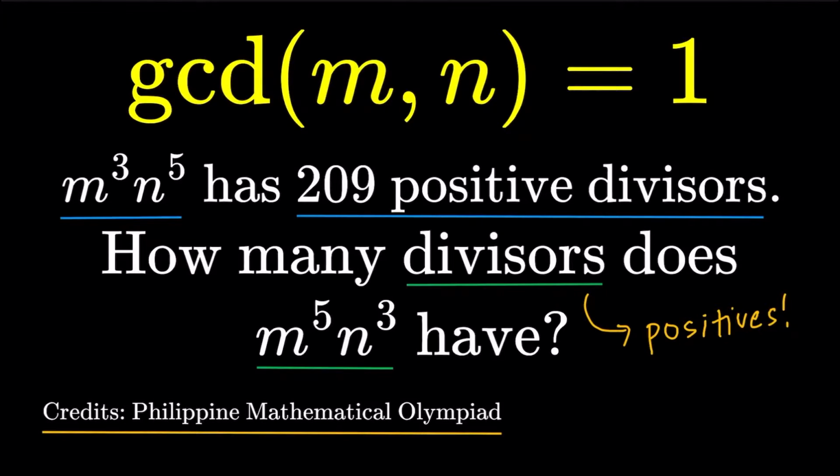Here's an item on number theory. m and n are positive integers such that their GCD is 1. m cubed n to the fifth has 209 positive divisors. How many positive divisors does m to the fifth times n cubed have? Credits to the Philippine Mathematical Olympiad for this item.